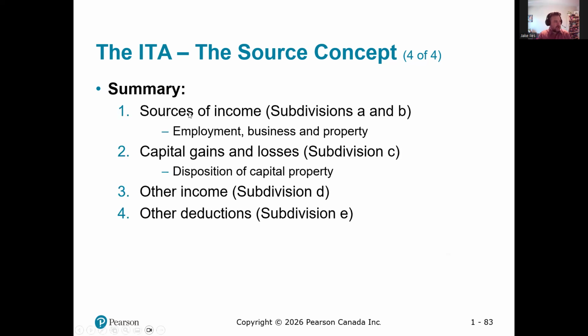So sources of income is dictated in subdivisions A and B. I don't think we ever test you on the subdivisions, but just so you're aware, employment, business, and property. Subdivision C is where we identify capital gains and losses. So when we're trying to calculate our net income, first we add in our sources of income, then we add in our net capital gains. Then we might have other income, those events like spousal support, which is one of our examples. And then we're allowed other deductions, expenses and certain items that are subtracted from our income.